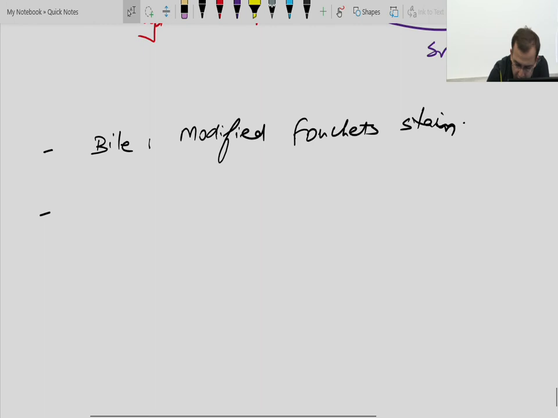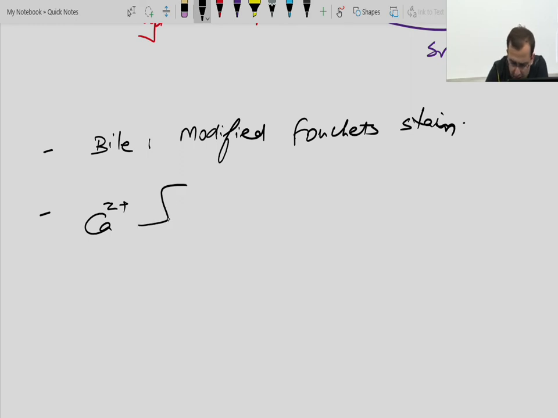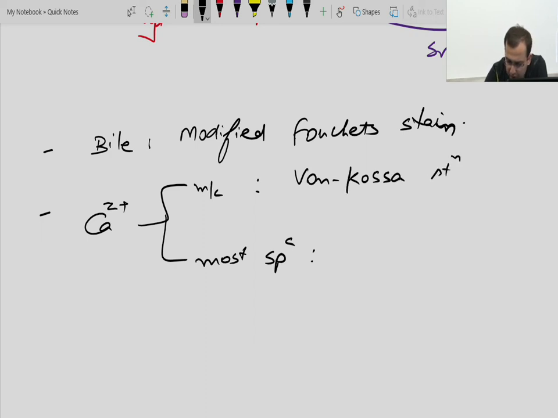Next, calcium, extremely important. Calcium was given in your options also and has been repeatedly asked. I can divide it into 2 types: most common and most specific. Most commonly used for calcium is von Kossa stain, whereas most specific is alizarin red S.